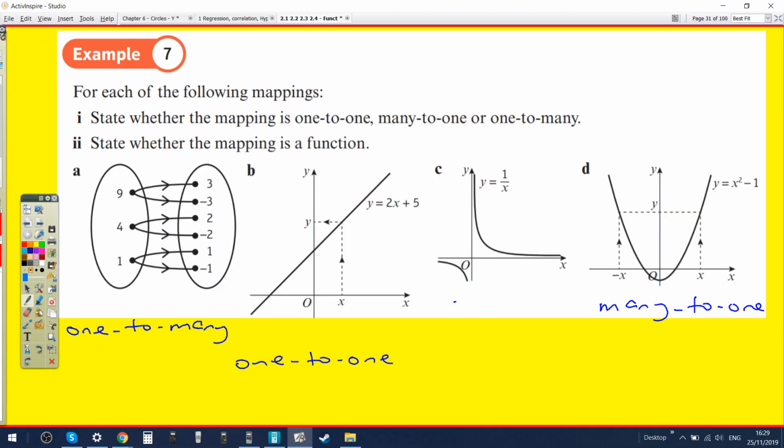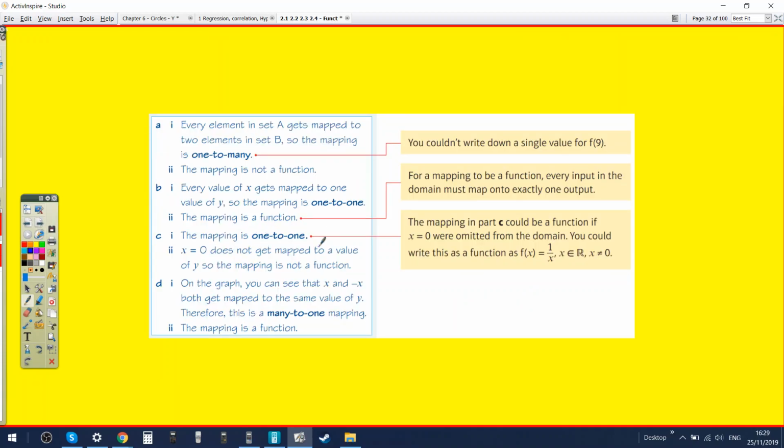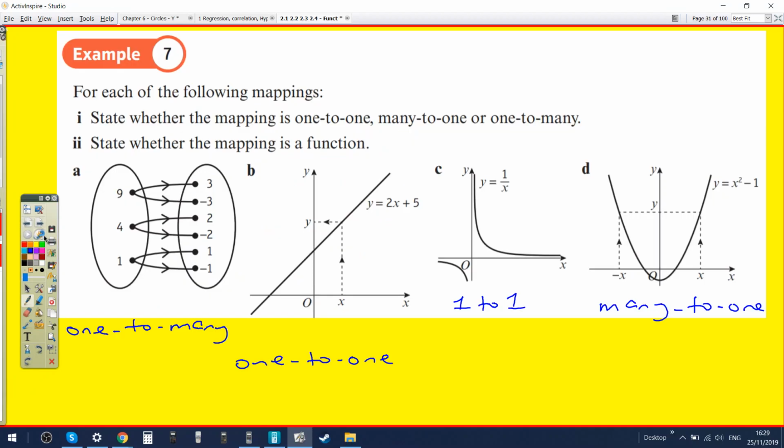Yeah, that's what I thought. So 1-to-1, because for every x there's only one output. And then the last one is many-to-1. And so you have to say whether it's a function or not a function. What makes it a function? So it's a function if it starts with a 1. So 1-to-1 or 1-to-many is a function, but many-to-1 is not a function because it won't have an inverse function. Oh, okay.